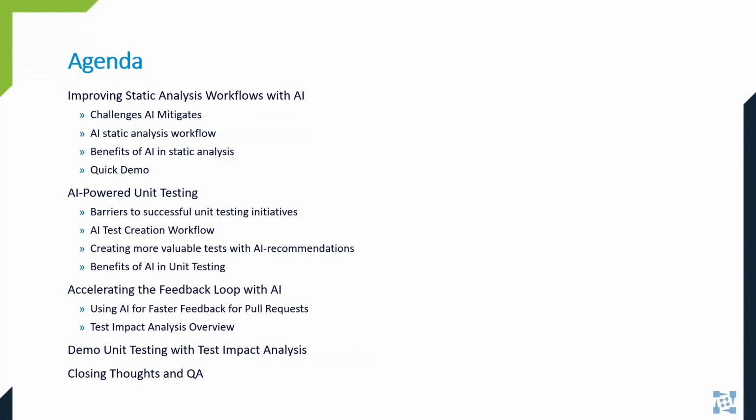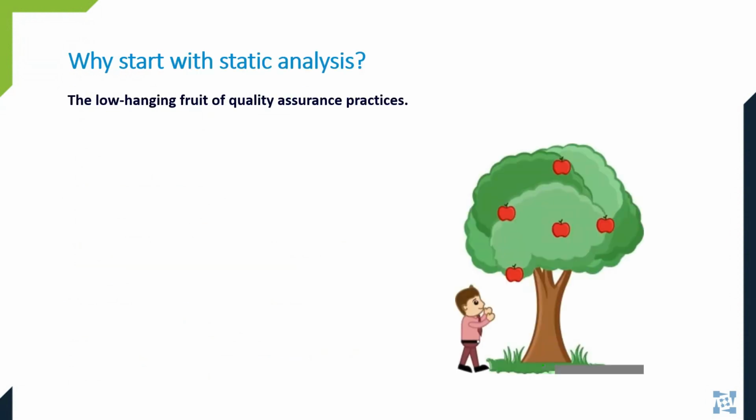From there, we'll discuss unit testing, barriers to successful unit testing initiatives, and how AI can be applied to help development teams streamline test creation. Then we'll drill down into the benefits AI brings to unit testing practices. From there, we'll discuss how AI can also be applied to test execution to accelerate the validation of code changes. And then we'll dive into another quick demo session where we'll show JTest's AI-powered unit testing capabilities. Now, without further ado, let's dive right on in.